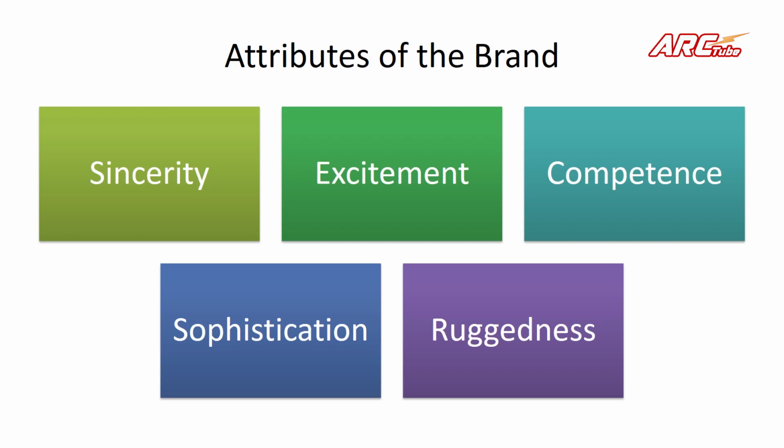Then you will have competence. It's about being reliable, intelligent, successful. Then sophistication, which can be upper class or charming. Then there is ruggedness, which is about being outdoorsy or tough. So that's according to Jennifer Aaker, 1997. It's about brand personality.